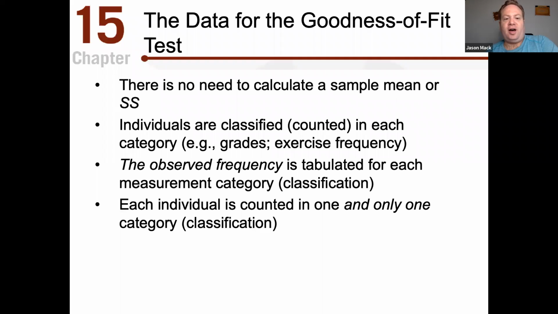There is no need to calculate a sample mean or sum of the squares for the data for the goodness of fit test. Individuals are classified or counted in each category: grades, exercise frequency, etc., for example. The observed frequency is tabulated for each measurement category, which is your classification. Each individual is counted in one and only one category, which again is classification.